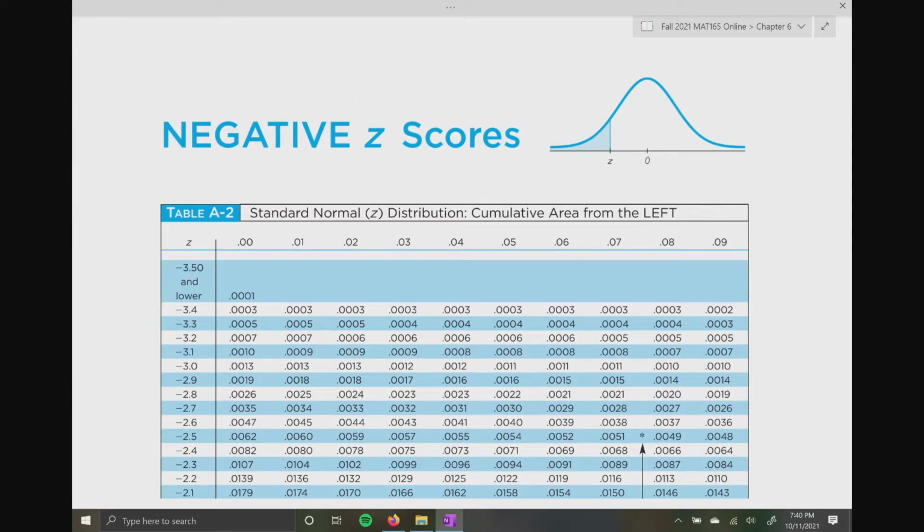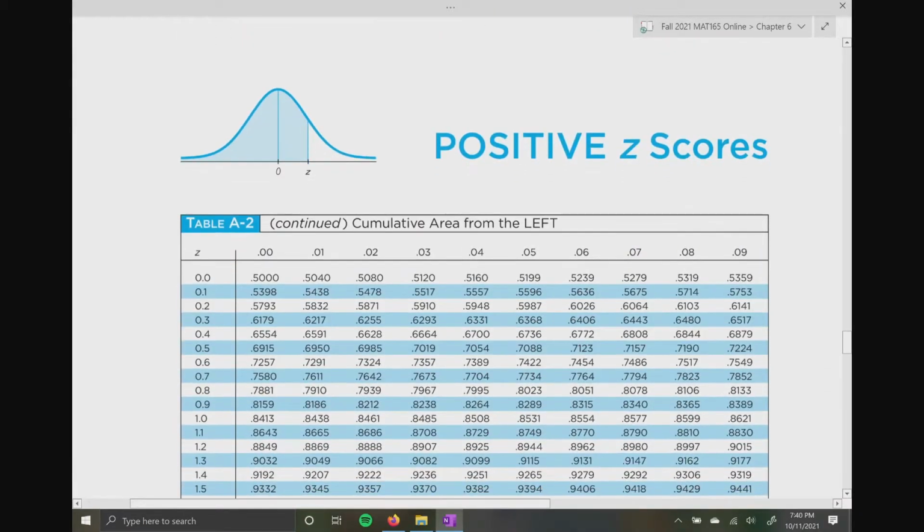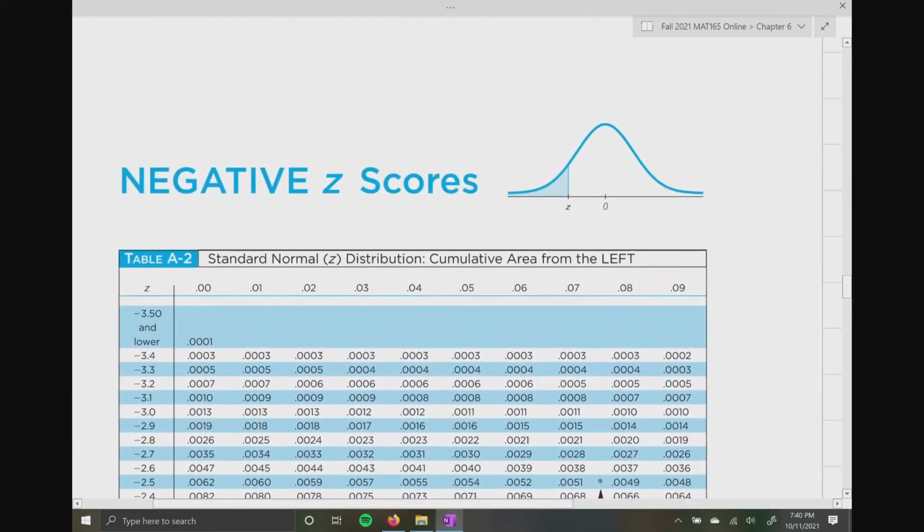All right, I'm back. Now, this table you can find in Blackboard. And this is the negative z-score table. In fact, there are two of them. This is the negative z-score table, and then you have the positive z-score table. Now, let me show you the difference and why we have a negative and a positive. I'm going to go up here and zoom in.